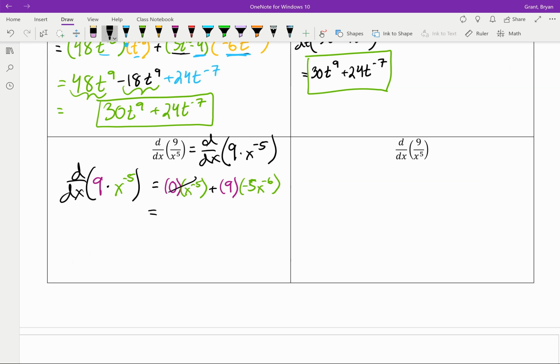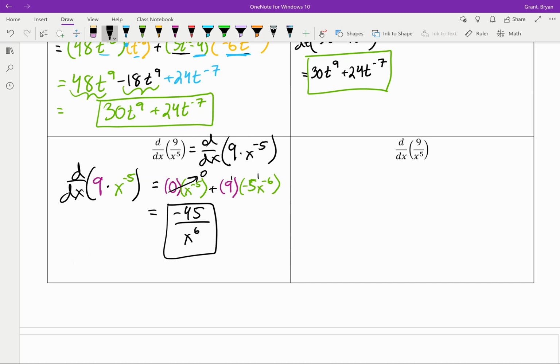Well, 0 times anything is 0. 9 times negative 5 is, of course, negative 45. And then this x to the negative 6, negative exponents, ew, goodbye, go to the denominator, and that becomes x to the 6th. Right? We didn't bring the 45. That didn't have a negative 6 exponent. These all have exponents of 1. And we end up with this guy.